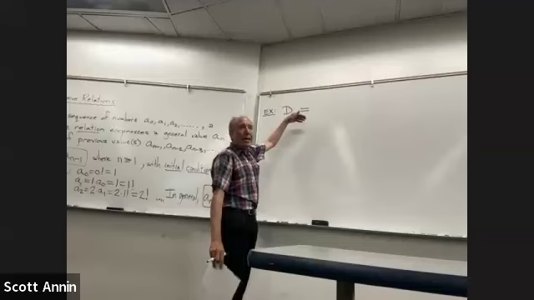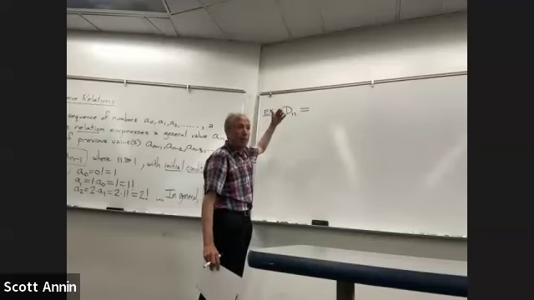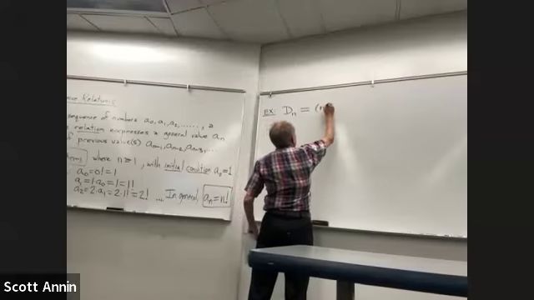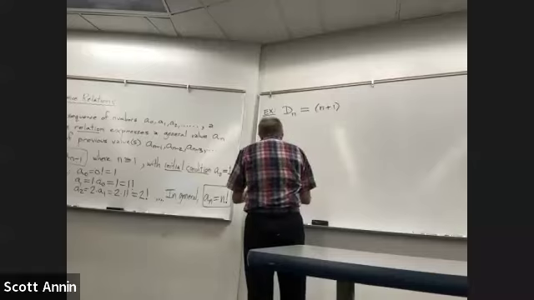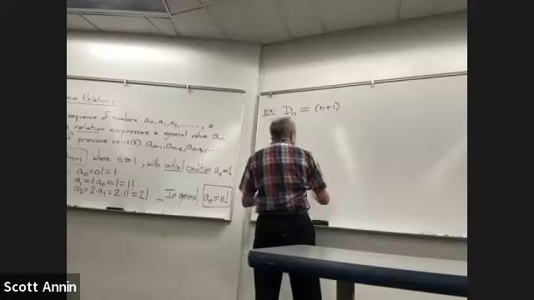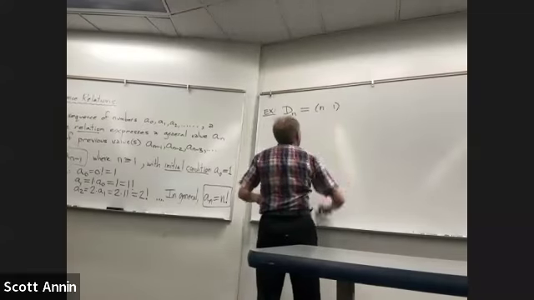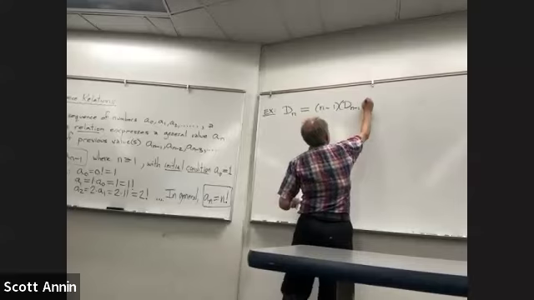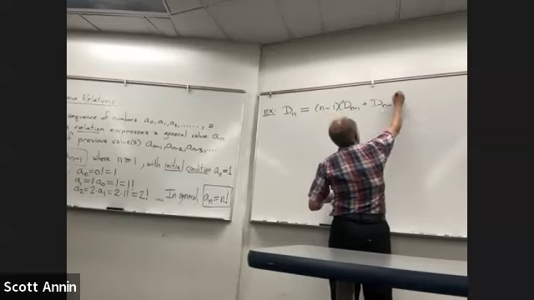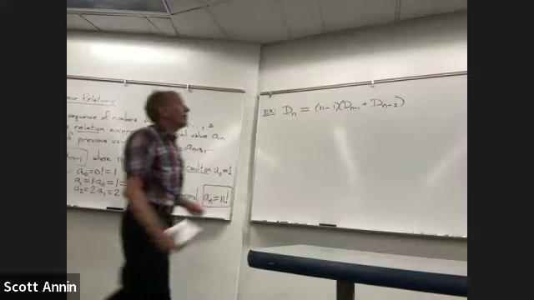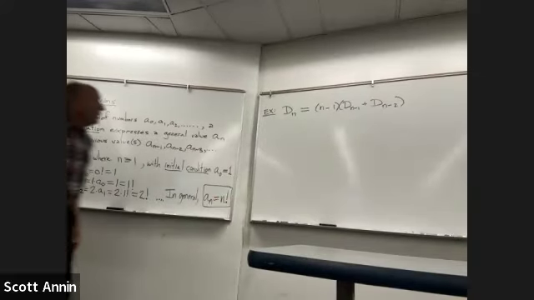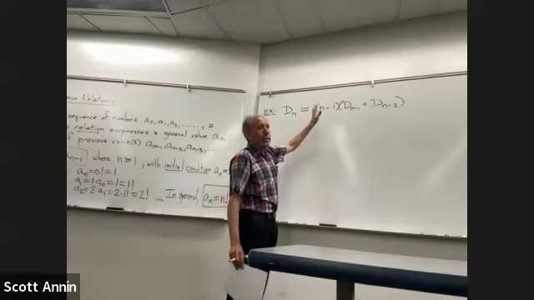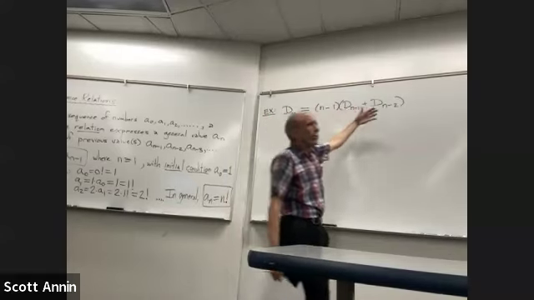So d sub n, we have an explicit formula for the number of derangements of n objects, but we also have a recurrence relation for it. And, sorry, that should be n minus 1. n minus 1 times d sub n minus 1 plus d sub n minus 2. This is another example of a recurrence relation, and this one came up in the review materials for the exam.